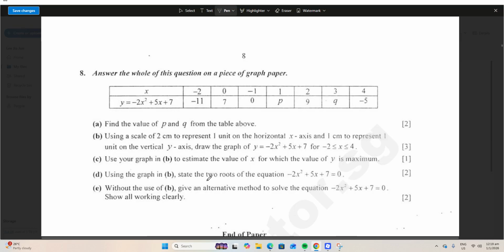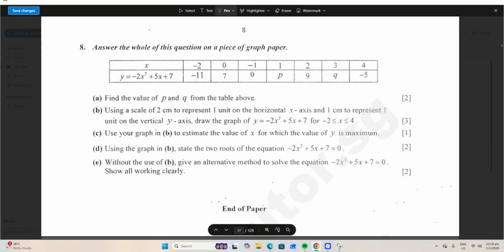Then after you draw it already, what are the roots? Roots are the solution, right? So in other words, where does it cut the x-axis? It cuts the x-axis somewhere here. Yeah, cuts the x-axis here. This is the root. You can only read it to half the smallest square. You cannot read it to a quarter. And this should be the answer, if you want to draw it.